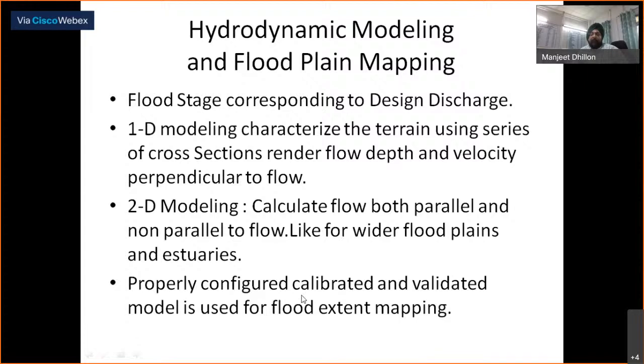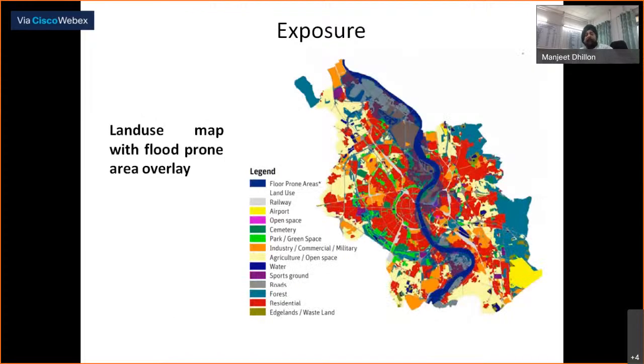And we calibrate and validate those models and use them for finding out the flood extent. So basically we have to have some mapping for the flood extent. And this is actually an image in which flood prone areas and a land use map have been superimposed on each other. This blue is a flood prone area, and these are the various kinds of land use, which is railway, airport, open space, cemetery, and so on and so forth. These are the flood prone areas, that means we can see easily from here which are the flood prone areas.